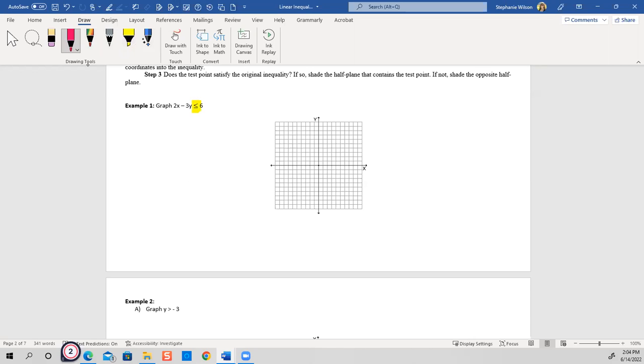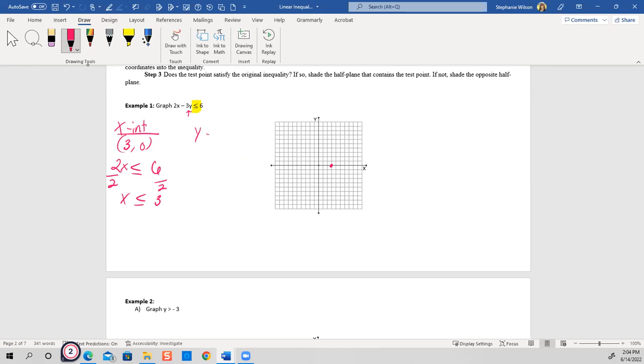All right, let's find the x-intercept. When I do that, I know that y is 0. So when I plug in 0 for y, I get 2x is less than or equal to 6. Divide by the 2 to get a positive 1 coefficient on x. 2 goes into 6 3 times. So now we have an x-intercept of positive 3. I'm going to go from the origin 1, 2, 3 to the right.